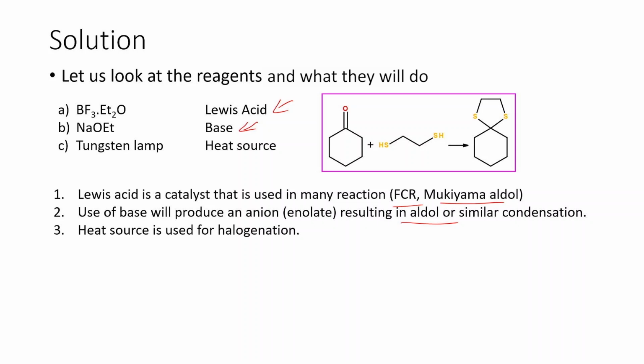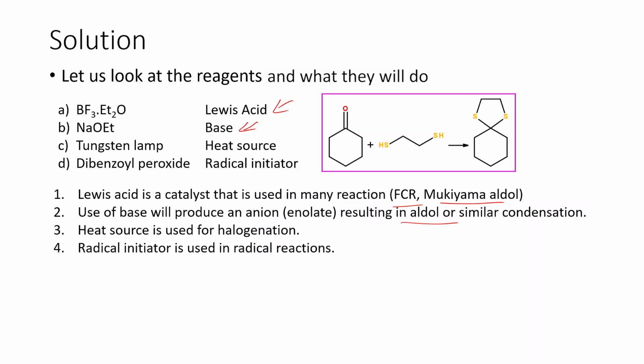A heat source is generally used in many halogenation reactions, but here we do not have any halogen, so we can assume this may not be the right reagent. And the last one is dibenzoyl peroxide, which is nothing but a radical initiator. If cyclohexanone or 1,2-ethane dithiol undergoes a reaction, they would preferably undergo a radical reaction, and here we do not see any radical reaction. So dibenzoyl peroxide is also not the reagent that can be used.